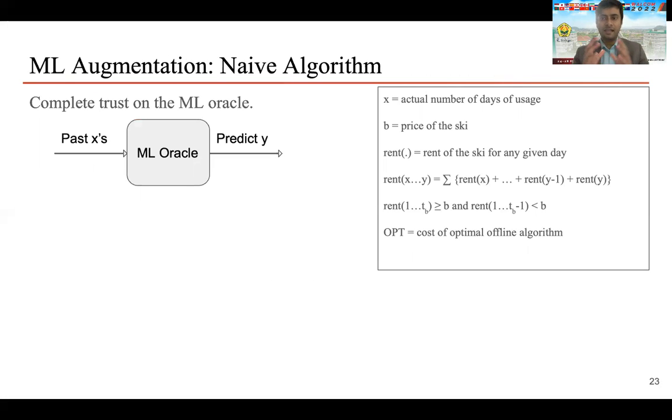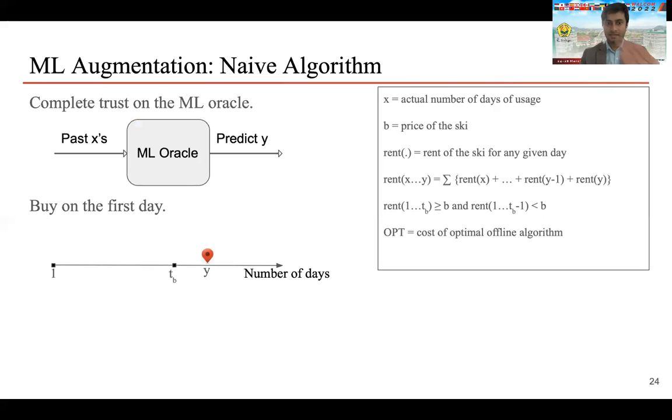Next, we move on to see whether we can use ML augmentation to design algorithms that perform better in average cases or even in the worst case. First, we introduce an ML oracle that predicts a quantity Y, which is a proxy of X. And we have complete trust in the ML oracle. That means we completely trust the number Y. So if Y is greater than TB, we buy on the first day. If Y is less than TB, we keep on renting the ski. Now, if Y is a very good prediction, that means if Y is almost equal to or equal to X, we take the right decision that OPT will take every time. That means we are 1-competitive, or in other words, we are as good as OPT.